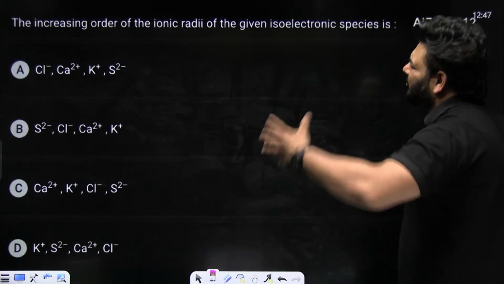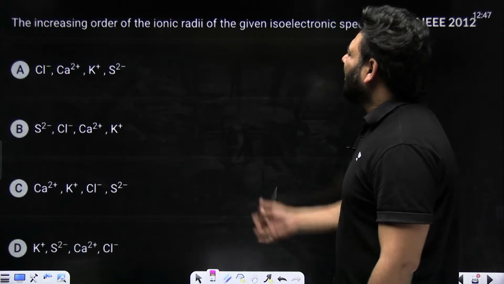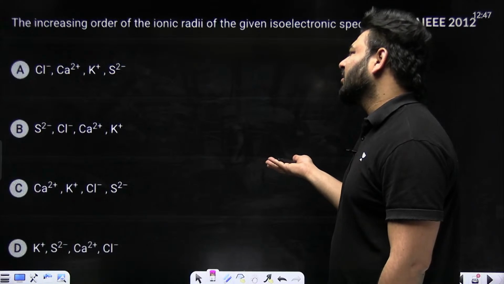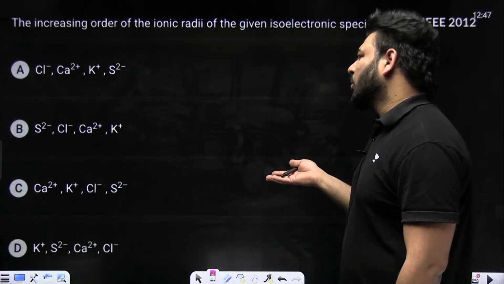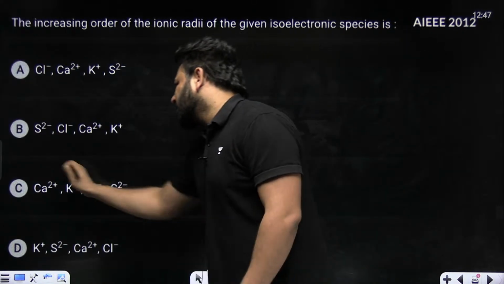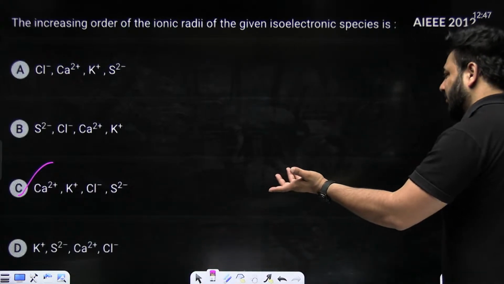Increasing order of ionic radii of isoelectronic species. I'm bored of this, man. Sulfide will have the highest, then chloride, then potassium plus. Increasing order. This is correct. Yeah, I'm tired of these silly questions. Very easy.